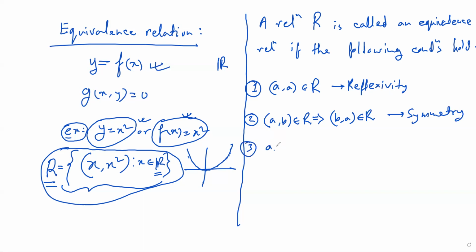And number three is: A comma B belongs to R and B comma C belongs to R should imply A comma C belongs to R. Now, the last one is called transitivity or the transitive property. If any relation follows these three conditions, then we call that relation an equivalence relation.